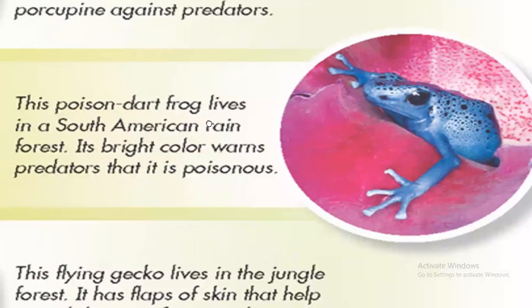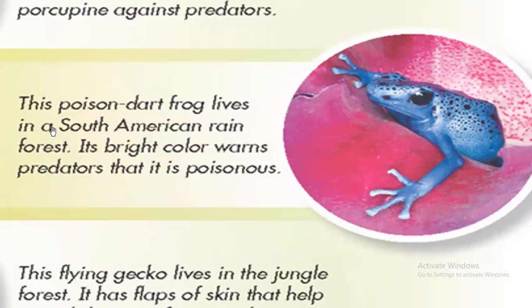Poison dart frogs have bright colors. The poison dart frog lives in the South American rainforest. Its bright color warns predators that it is poisonous. If you eat me, you will die.